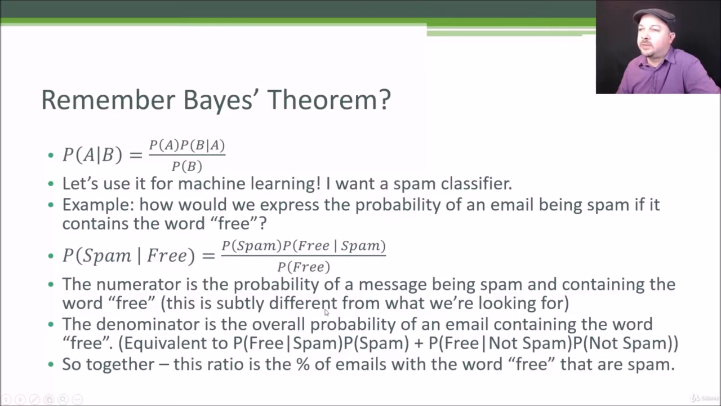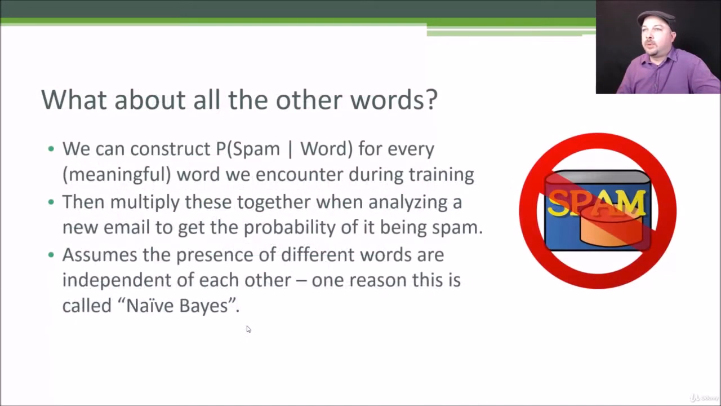Now the numerator can just be thought of as the probability of a message being spam and containing the word free, but that's a little bit different than what we're looking for, because that's the odds out of the complete data set and not just the odds within things that contain the word free. And the denominator is just the overall probability of containing the word free. Sometimes that won't be immediately accessible from the data that you have. If it's not, you can expand that out to this other expression here if you need to derive it. So at the end of the day, that gives you the percentage of emails that contain the word free that are spam, which would be a useful thing to know when you're trying to figure out if it's spam or not.